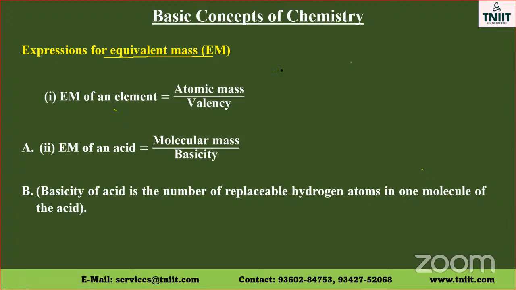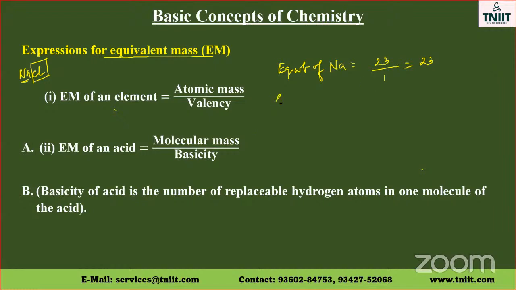What is the equivalent mass of sodium? We'll try to calculate the equivalent weight of sodium. Atomic mass of sodium is 23. What is the valency of sodium? We know that the valency of sodium is 1. The combining capacity of sodium is 1. For example, in sodium chloride, the sodium can combine only with one chlorine atom. Therefore, the valency is 1. So divided by 1, it will be 23. So for sodium, equivalent mass and atomic mass remain the same.